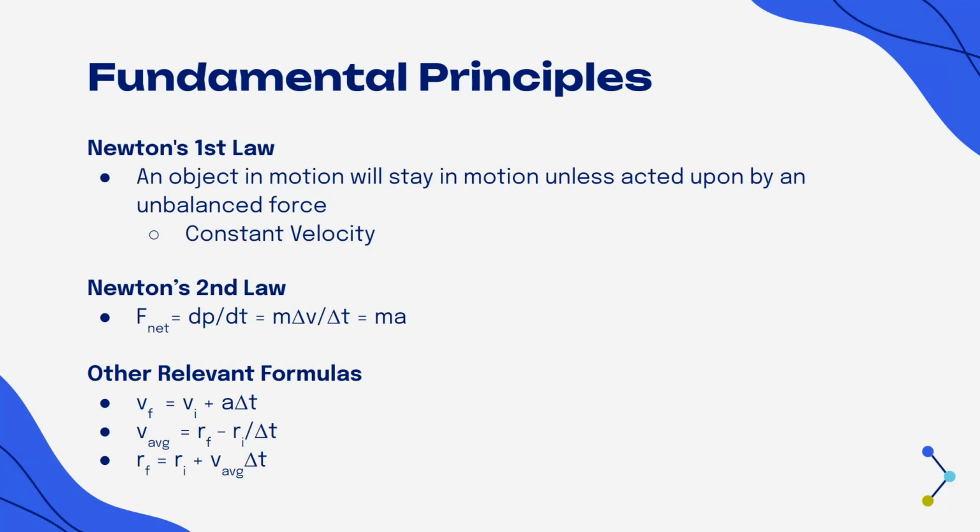The first fundamental principle that is vital for this experiment is Newton's first law, which states that an object in motion will stay in motion unless acted upon by an unbalanced force. So if an object has an initial velocity, it will maintain that speed indefinitely until a force is applied on it.